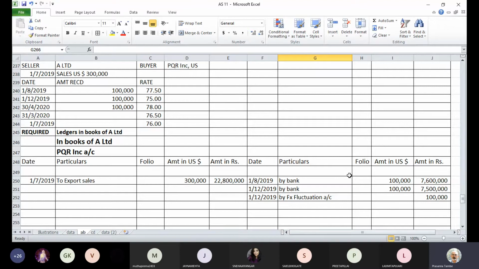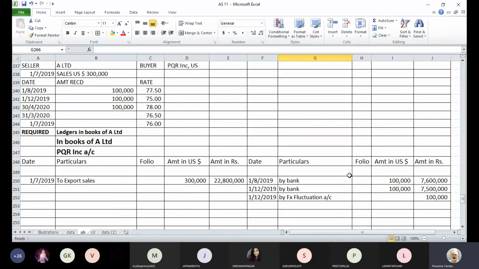$3 lakh was the original sale. $2 lakh are received so far. So outstanding towards the end of the year is still $1 lakh. And this $1 lakh will have to be restated at the rate of 76.5 per dollar, which is the rate on 31st March 2020. If you compare the rate of 31st March 2020 as compared to date of sale, that is 1st July 2019, there is a gain of 50 paisa per dollar. Dollar rate has moved from 76 to 76.5. So this gain of 50 paisa per dollar on 31st March will have to be recorded on that day.